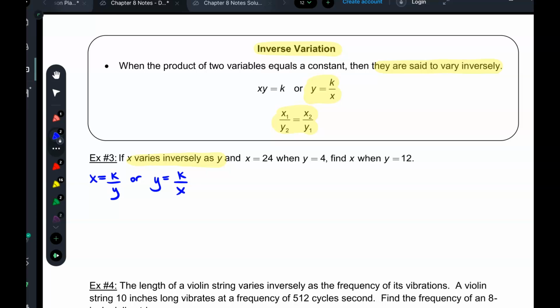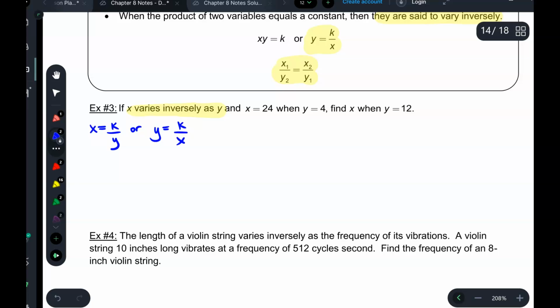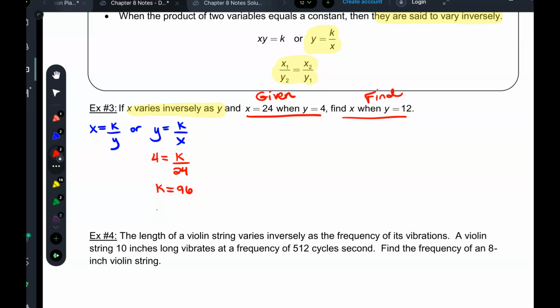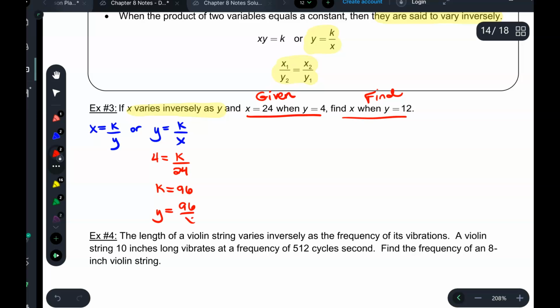Would k equal 96? Would it be that high? Well, what do you get if x equals 24 when y equals 4? You multiply both sides by 24. So let's say I want to use this one. Here's what's given, and this is what we want to find. If I want to find the value of k, 4 equals k over 24. So k is 96. So y equals 96 over x. Now I want to find out what x is when y is 12.